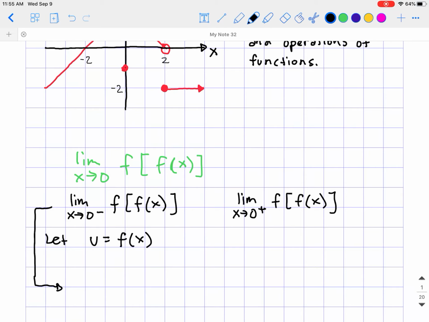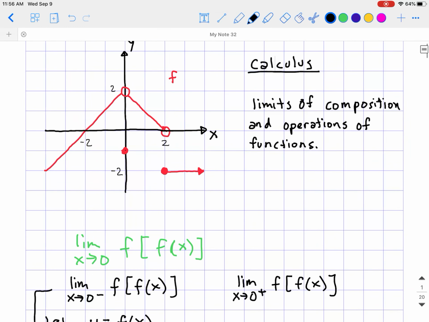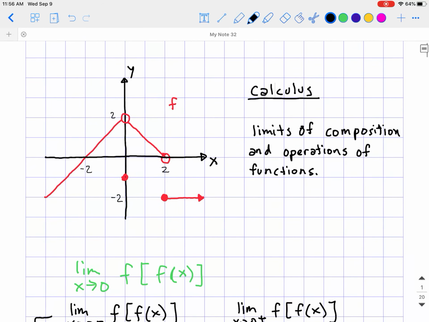And what's going to happen now is we're going to take our limit problem and change it so that our variables are in terms of u. So, limit as u approaches some number, which we're going to have to find out with a little bit of digging, of f of u. Okay, so this is a very common tactic in the calculus course. Now, let's go to our graph right here so you can see what f looks like. Remember, for our problem, we're looking at x approaching 0 from the left.